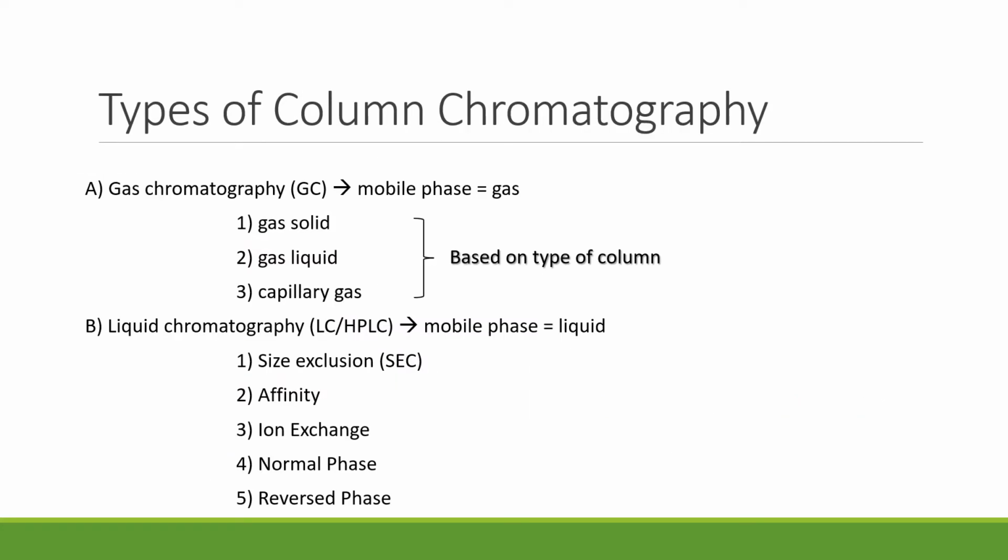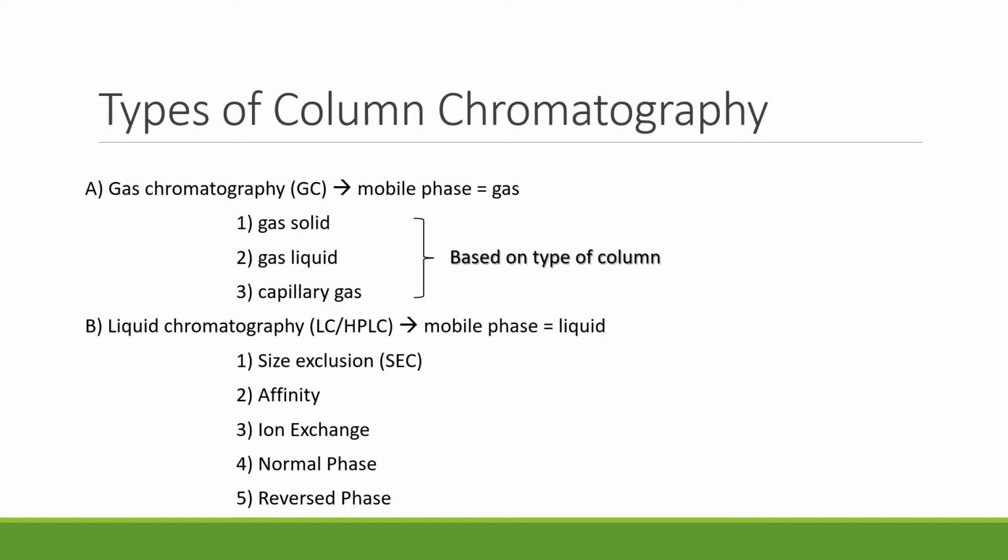So there's two types of column chromatography depending on what mobile phase we're actually using. There's gas chromatography if we're using a gas phase as our mobile phase. And then depending on the type of column that we're using, we can have these three different types of techniques for gas chromatography.